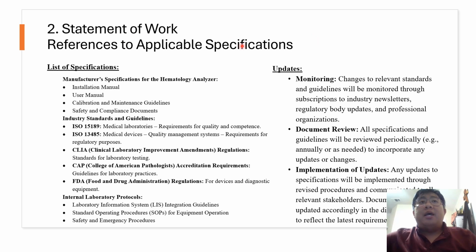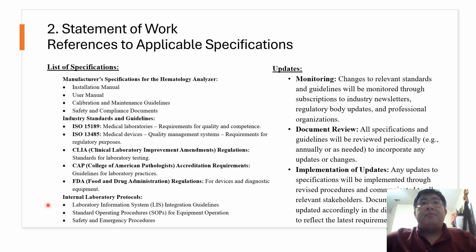The second part of the SOW is about the reference to applicable specifications. It is a list of specifications familiar to medical lab protocol, anywhere from the manufacturer's specifications to industry standards and guidelines. One of the most important is government regulation, like from CLIA, CAP, and FDA. The internal laboratory protocol is really important too.